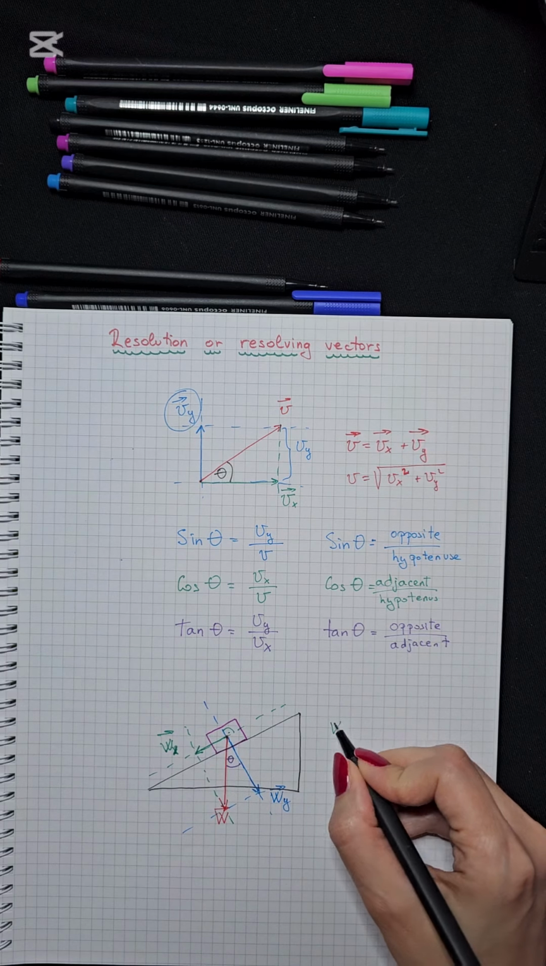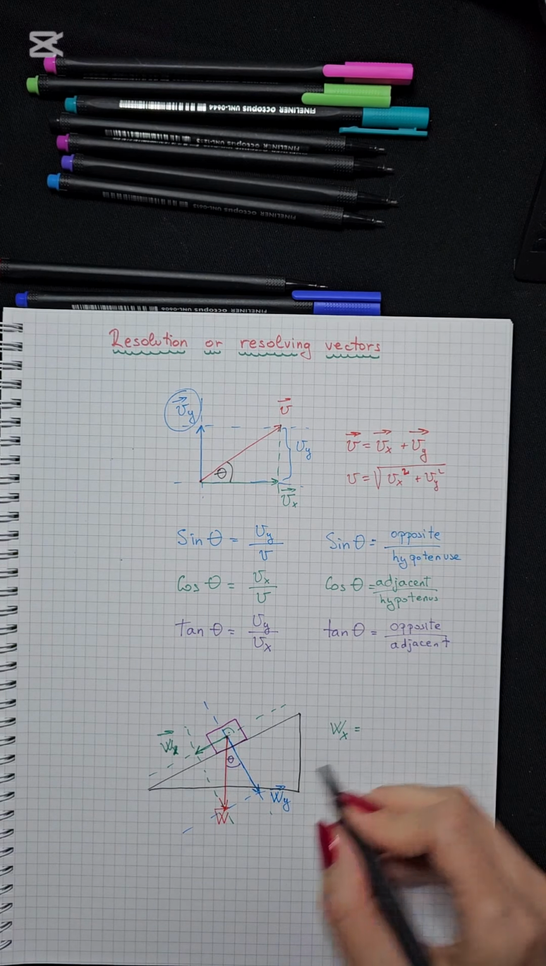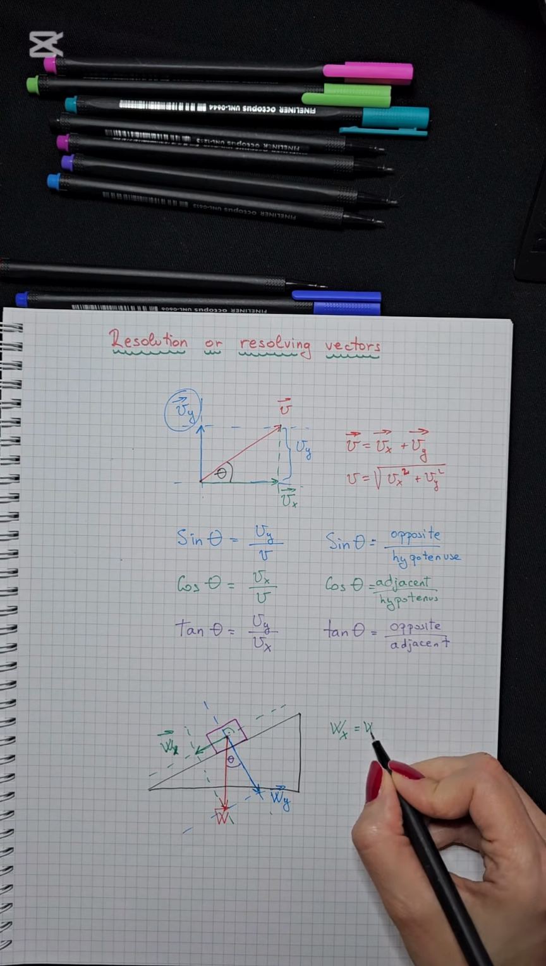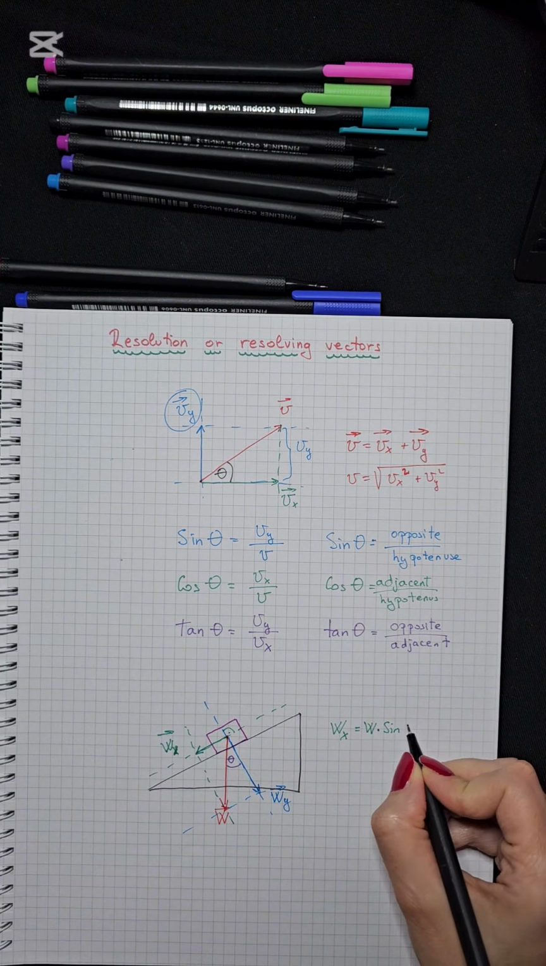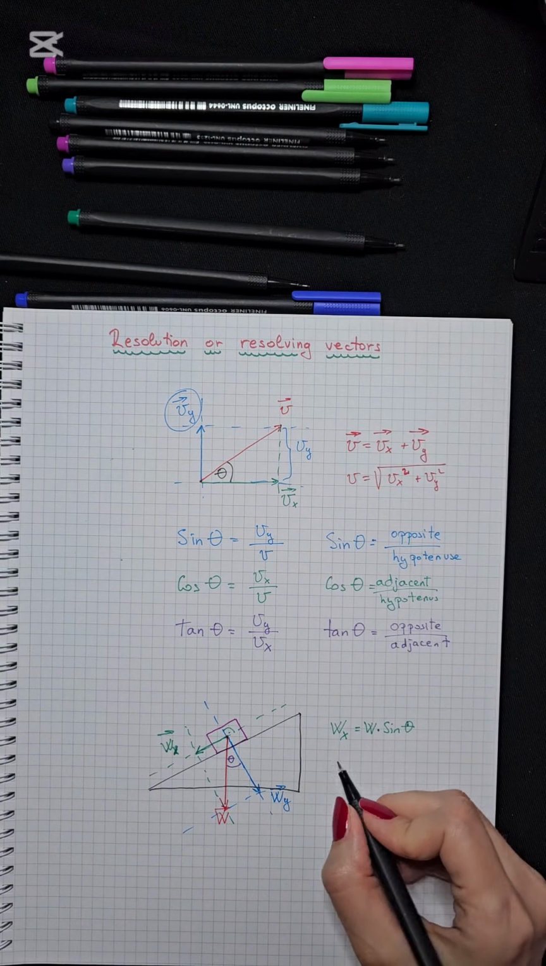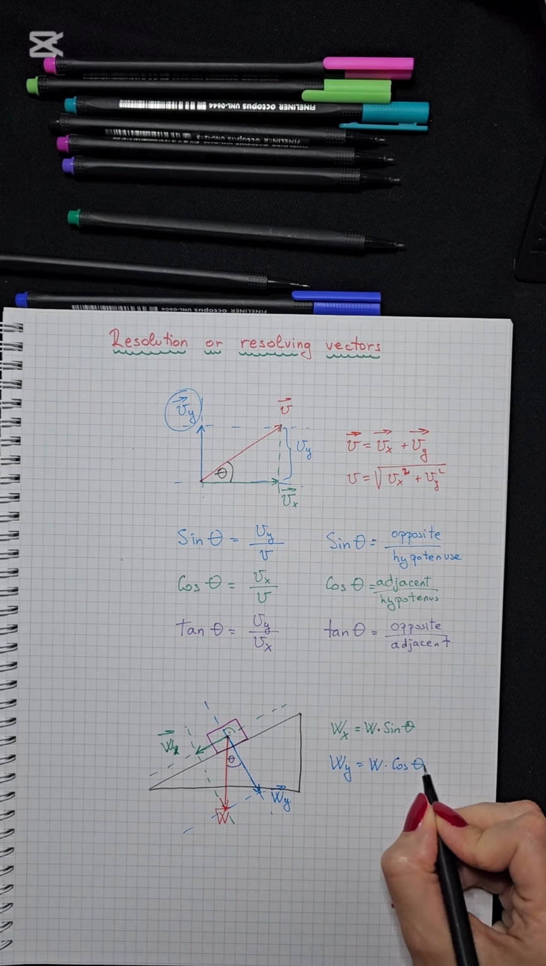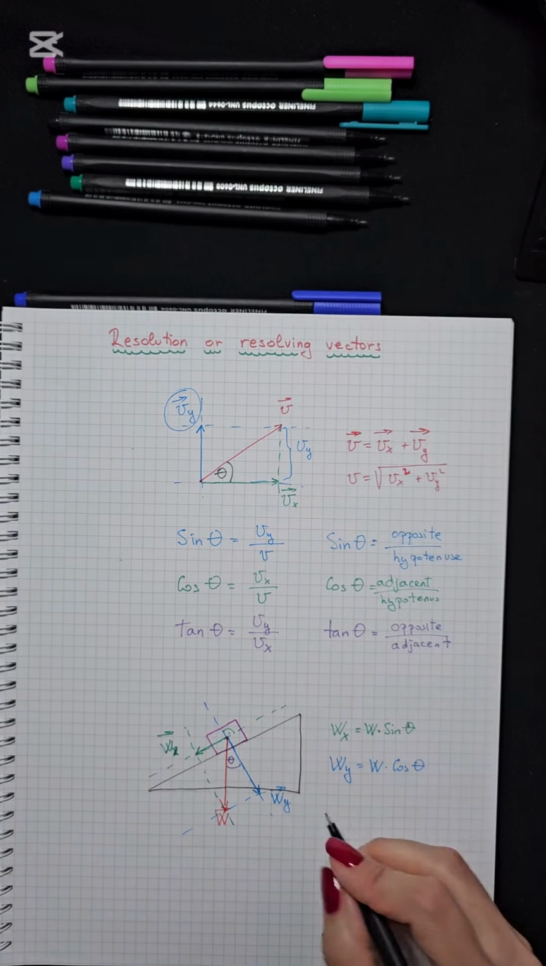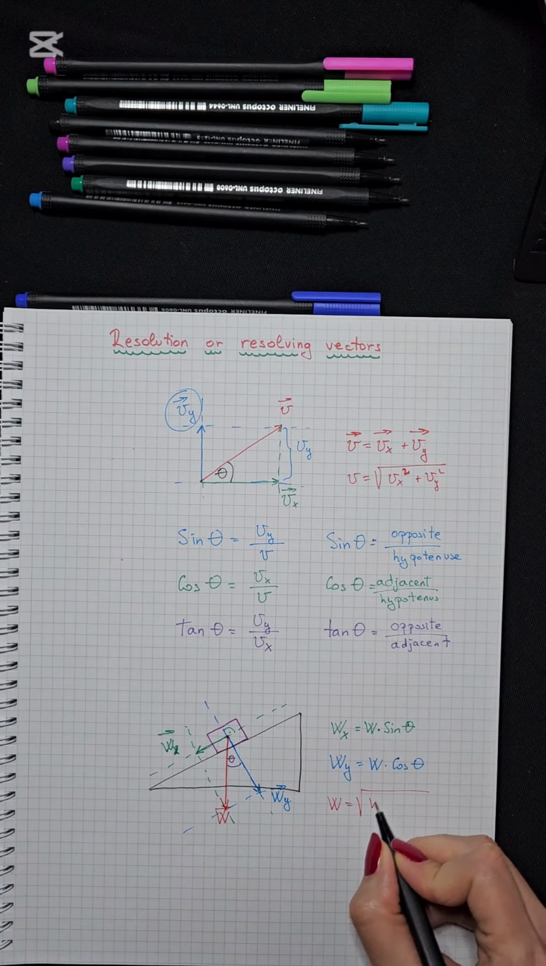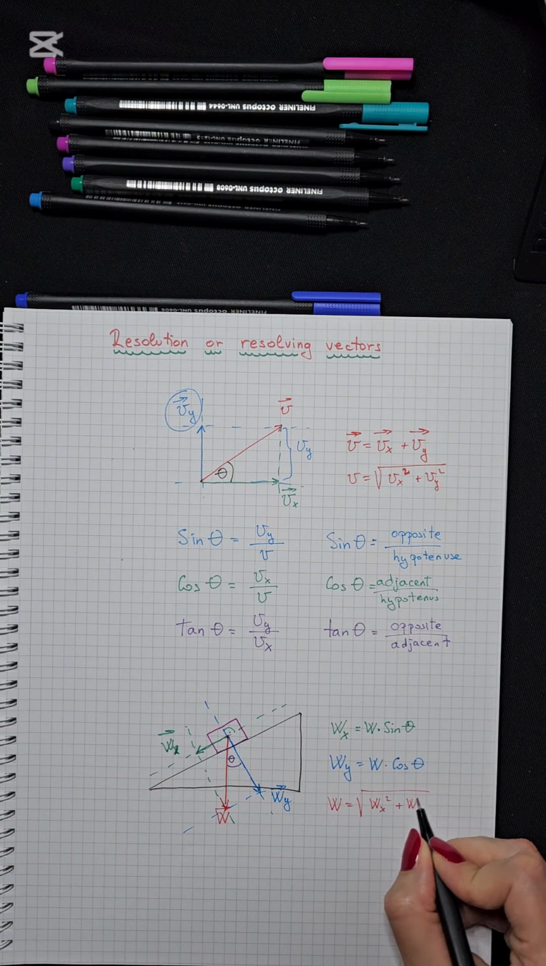So we can again use trigonometry. If you know this angle is theta, we can find easily wx as w times sine theta, and wy is equal to w times cosine theta. And the final w we can calculate by Pythagoras theorem.